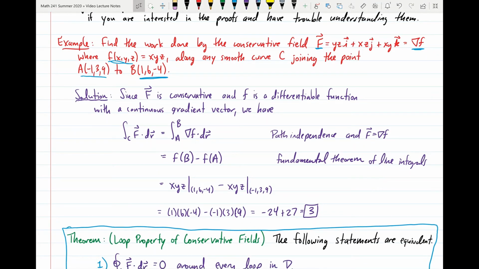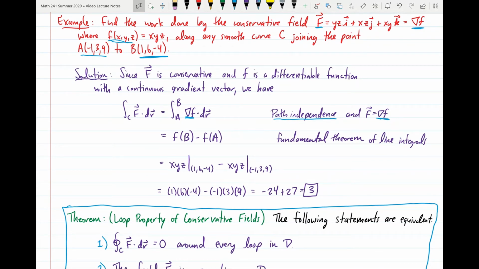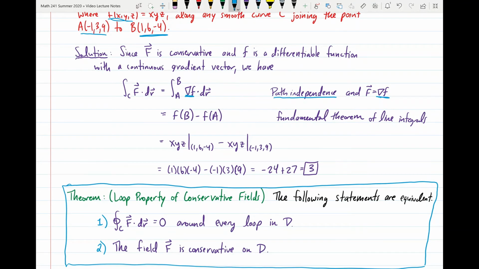the line integral of F over the curve C is equal to the integral from A to B of the gradient of f dot dr. Here we can write A to B as the limits of integration because of path independence, and then we just substitute the gradient of little f in for big F because we know that big F is equal to the gradient of little f. And from there, the fundamental theorem of line integrals tells us that this integral from A to B of the gradient of f is equal to f evaluated at the point B minus f evaluated at the point A.